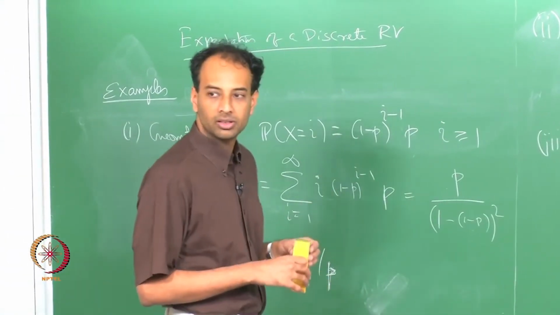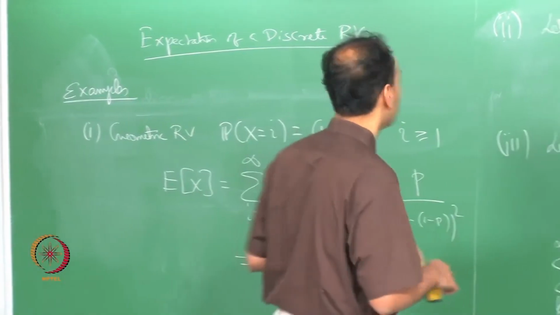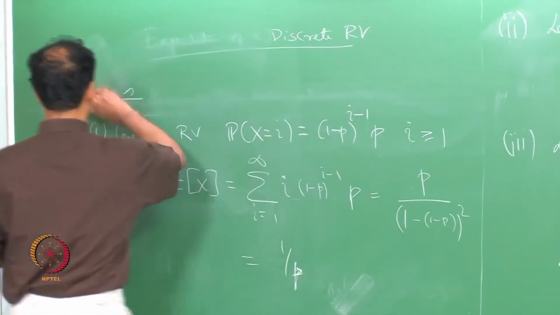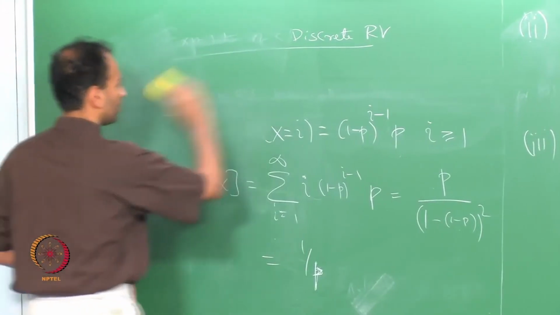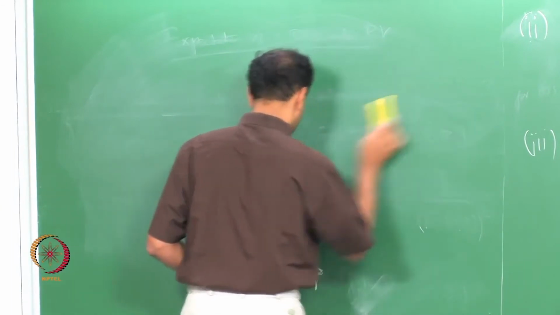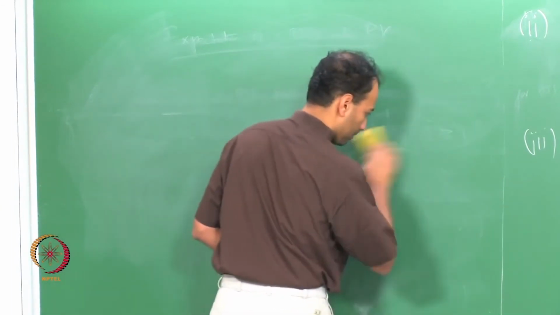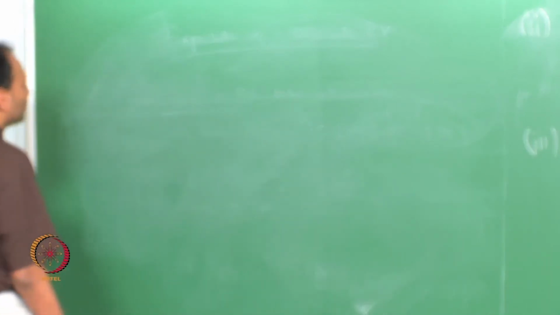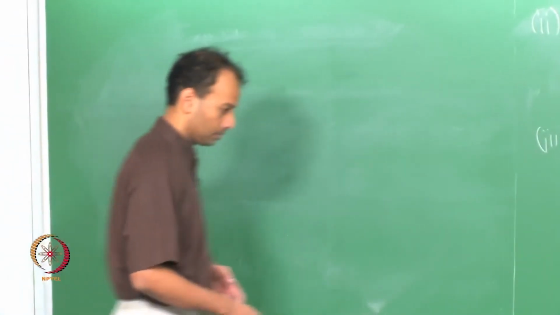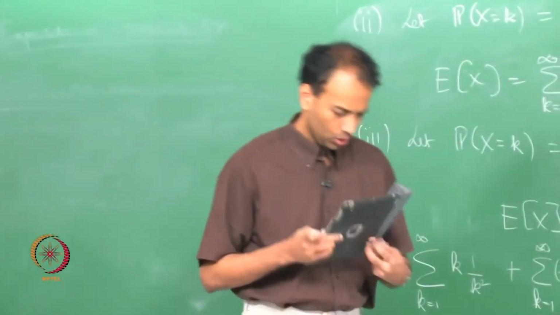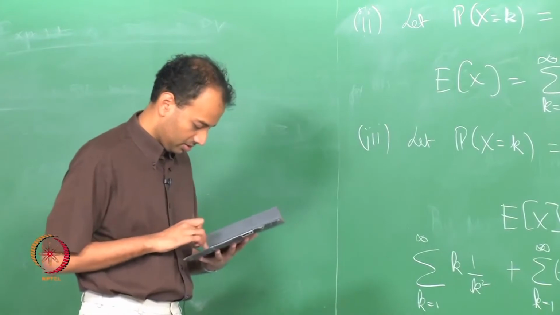Okay, everybody with me? Okay, so that concludes discrete random variables, expectation of discrete random variables. Next I will move on to expectations over different spaces.